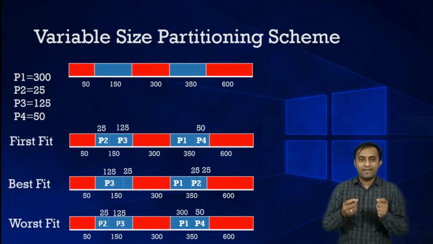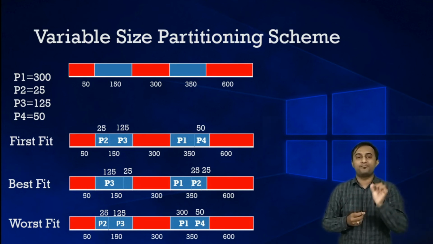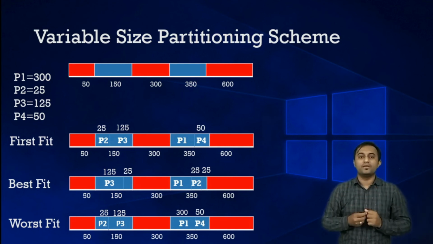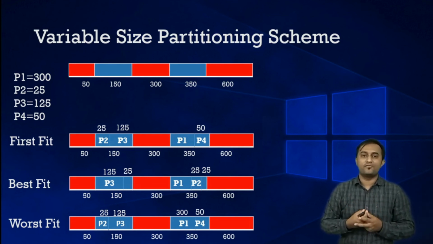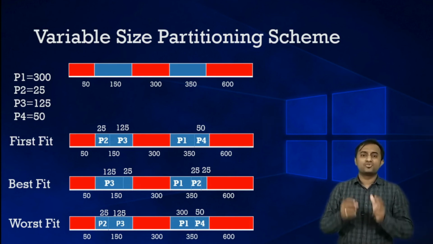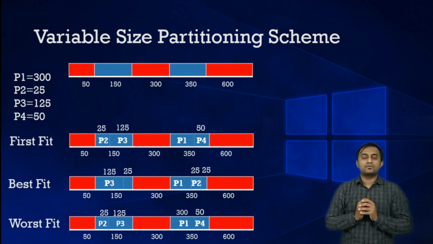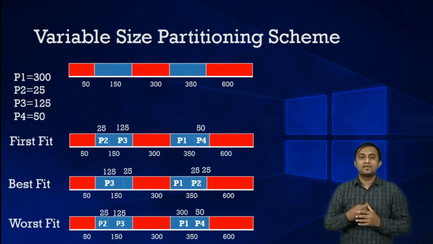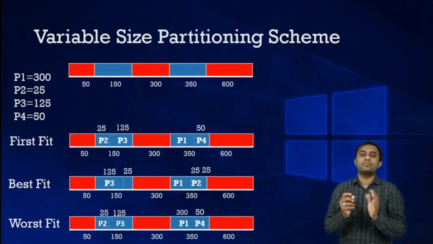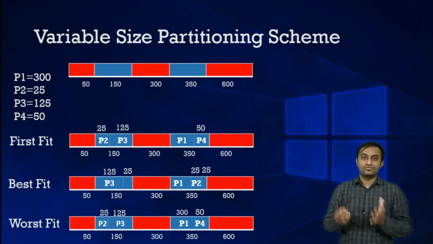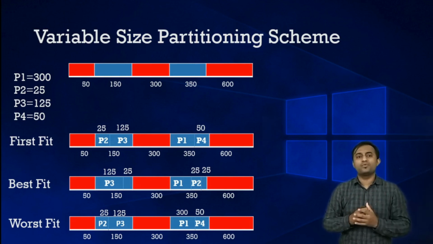So what will happen in the case of worst fit? Again, if P1 arrived which requires 300 KB, we have two blocks available, one is 150 KB and one is 350 KB. Obviously the 300 KB is accommodated in 350 because we have only one choice. So P1 will be held in the second last block in the memory. Now what is the remaining size? Remaining size is 50 KB, and 50 KB can be further used. Okay.